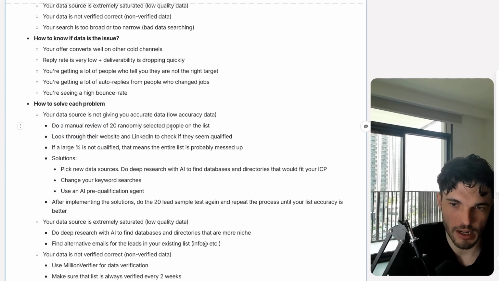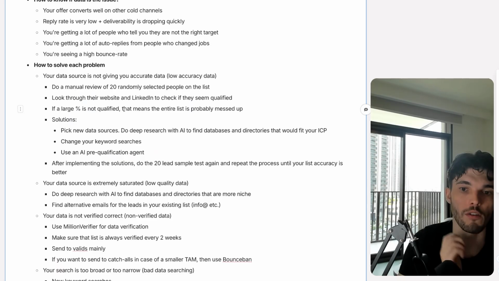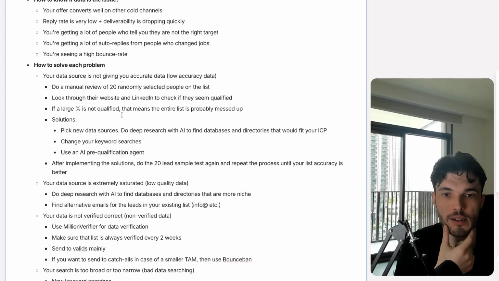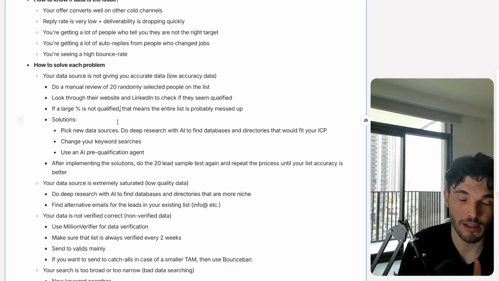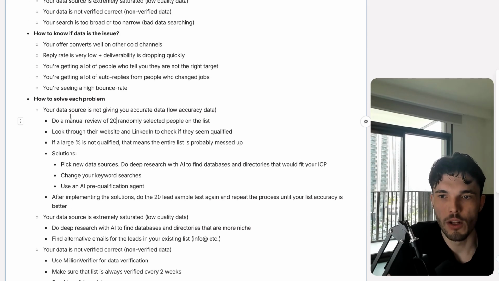Look through the website, LinkedIn, and everything to see if they seem qualified. If a large percentage of them are not qualified, that probably means your entire list is messed up, right? Just statistically speaking, if you're seeing bad leads within the sample, it probably means the entire list is messed up. So, what are the solutions for this issue?